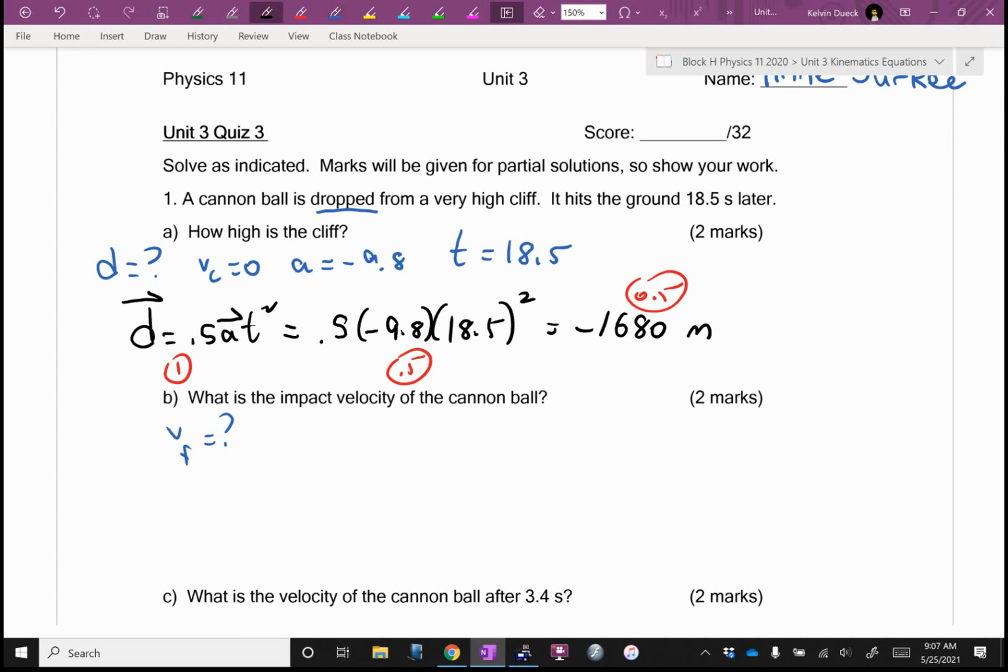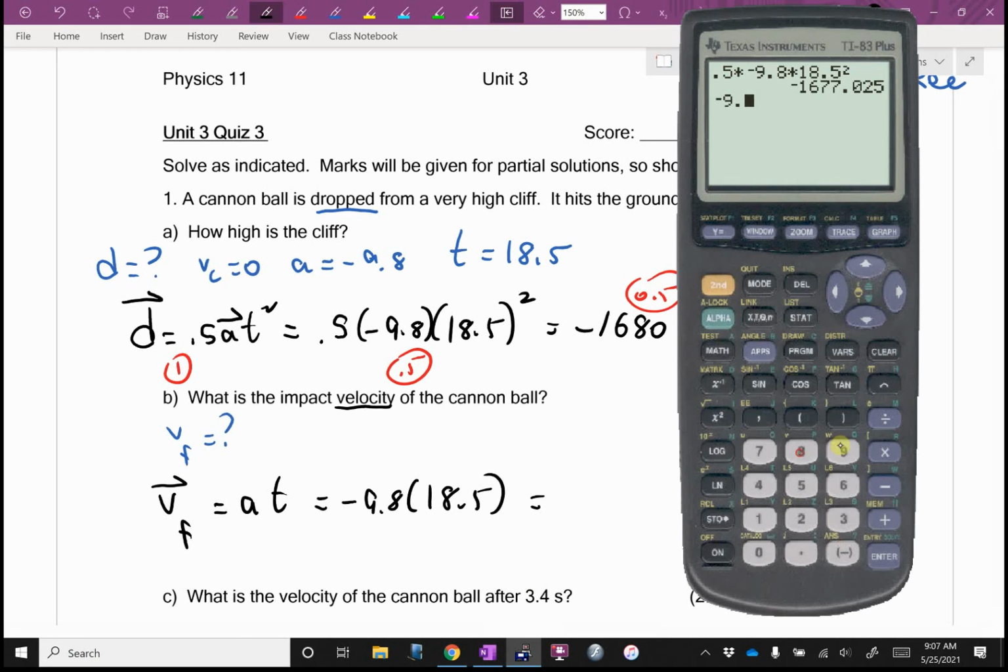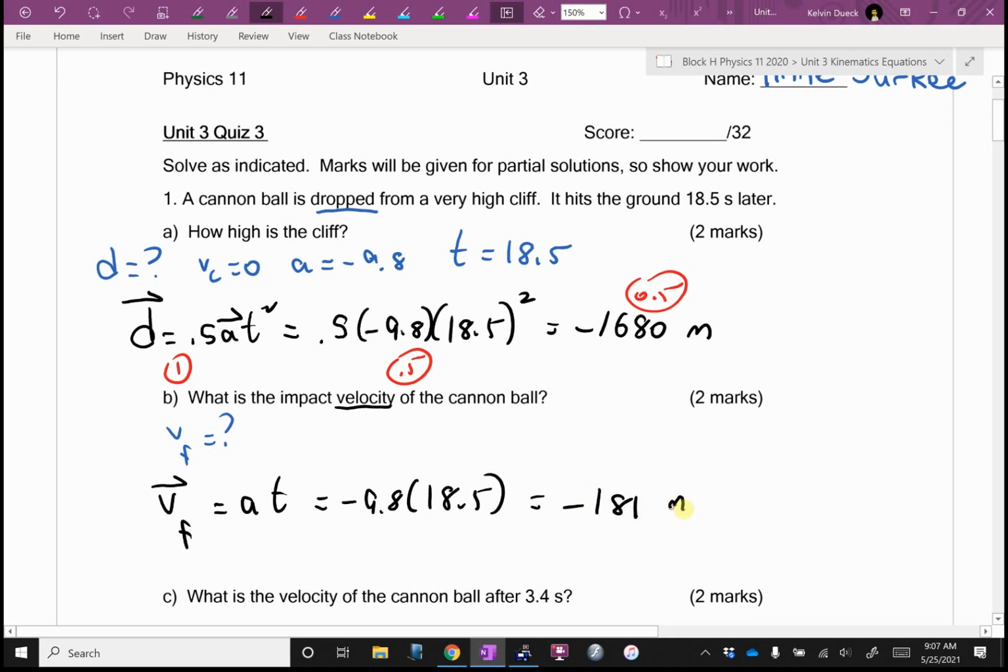I'm going to use, I think, VF equals AT. Technically VI plus AT, but I'm lazy, and why write the VI if I don't have to? It's going to be negative 9.8 times 18.5. It did ask for velocity, not speed, so I am going to give them the vector version. I will get a negative answer, negative 181 meters per second. And I will be fussy. You do need the negative there. 1 mark for the equation, half mark for the numbers, half mark for the answer.